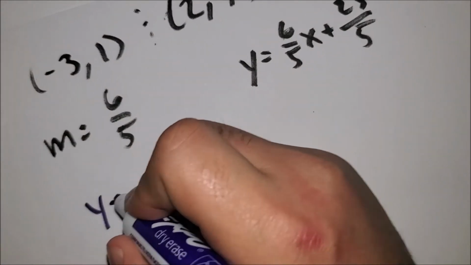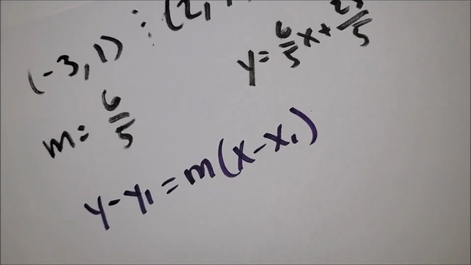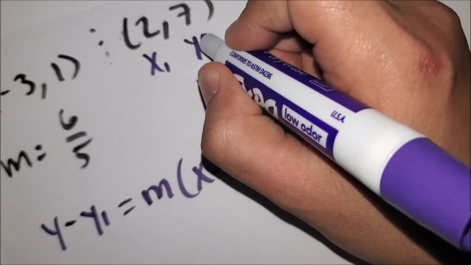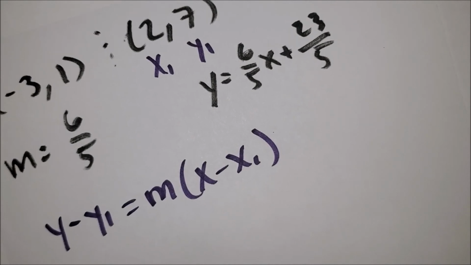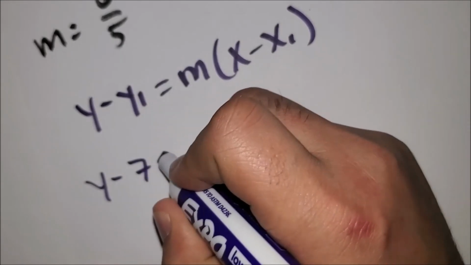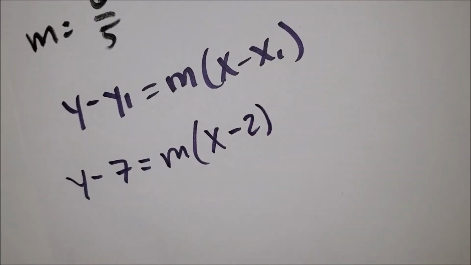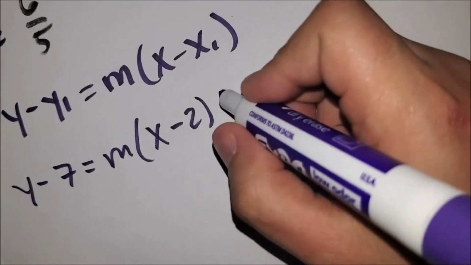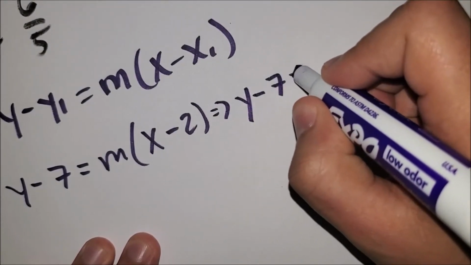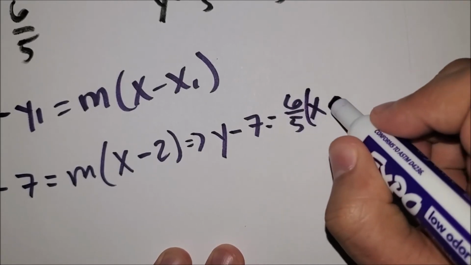So y minus y1 equals m times x minus x1. But in this case, we're going to use 2 for x1 and 7 for y1. So y minus 7 equals m times x minus 2. I should have put in that 6 over 5 for our m, so let's go ahead and do that. y minus 7 equals 6 over 5 times x minus 2.